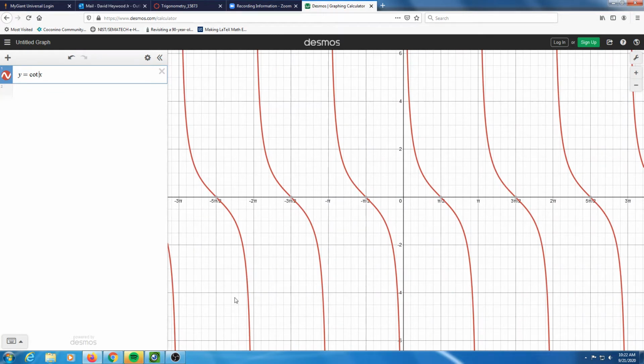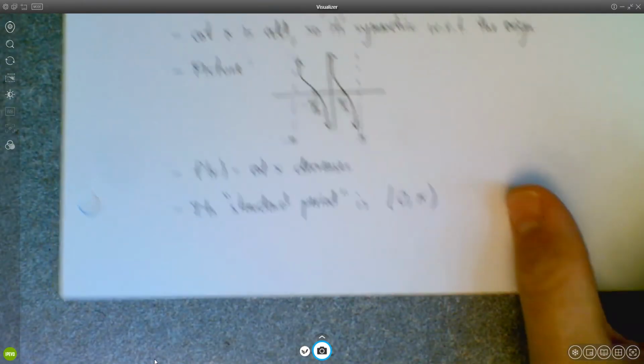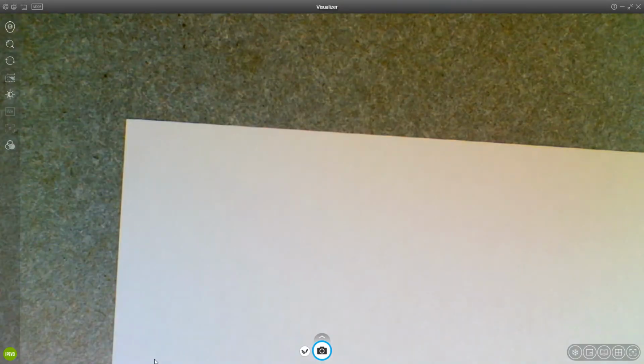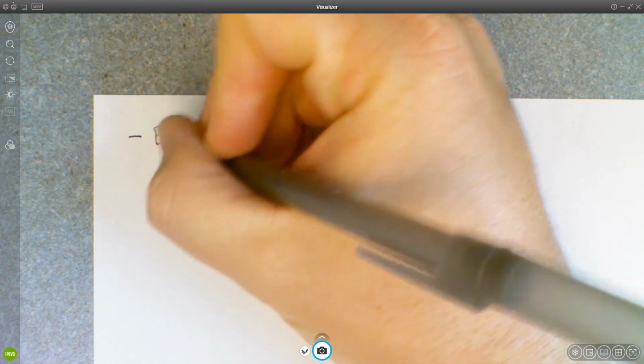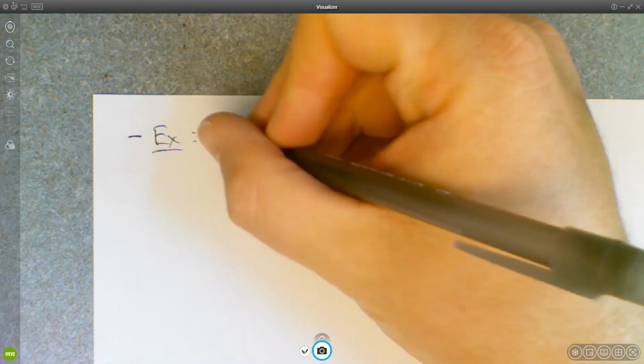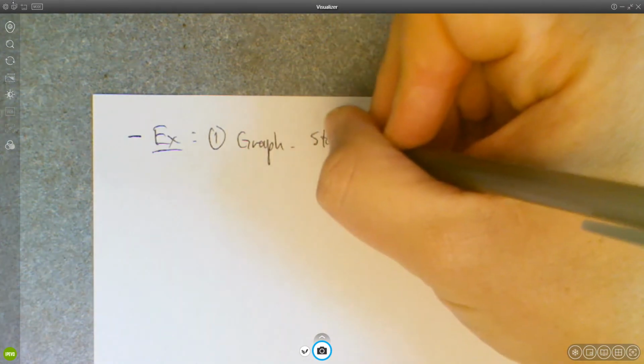Okay, so I think that's all I have to say by way of introduction to these functions. Let's just practice graphing some of these things. So I'm going to give you 6 examples. So I think 3 of each probably. Okay. So let's graph and then state the period.